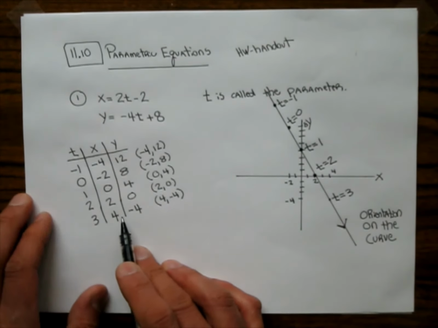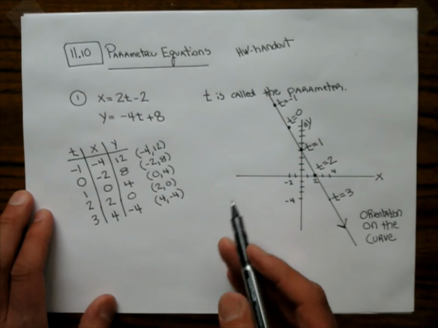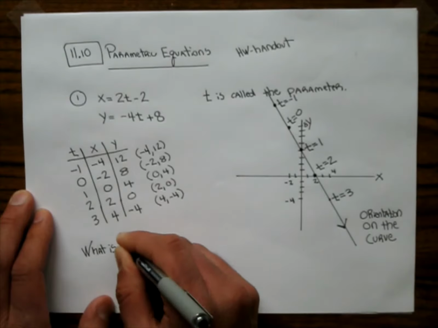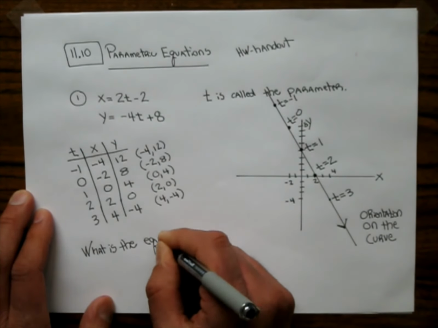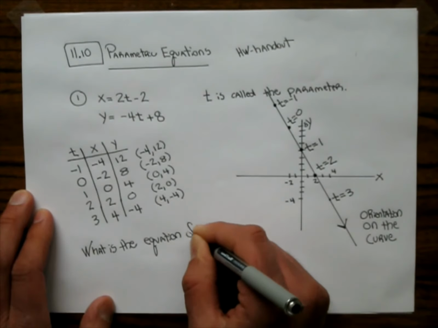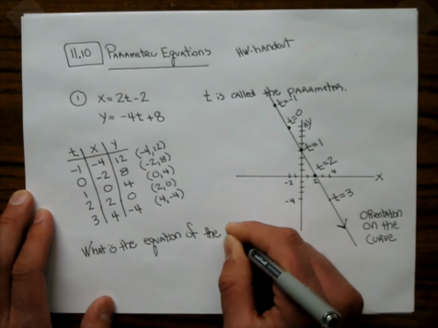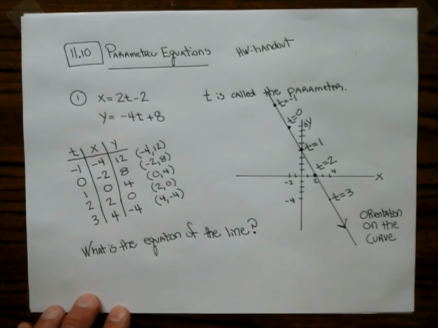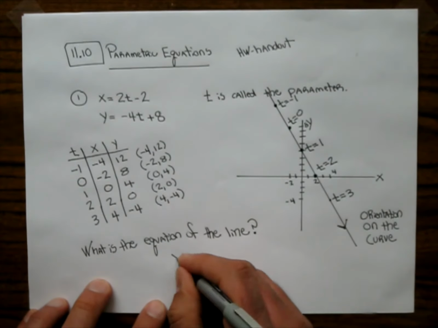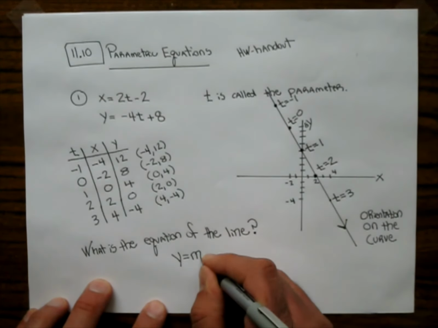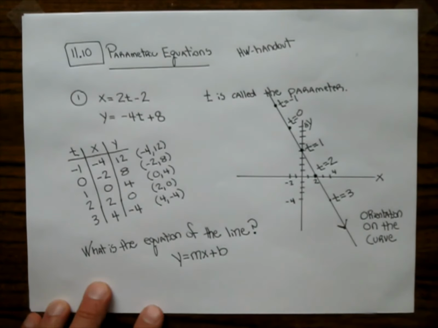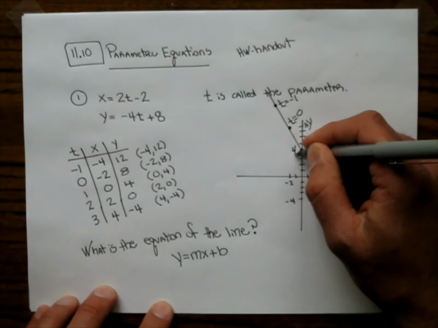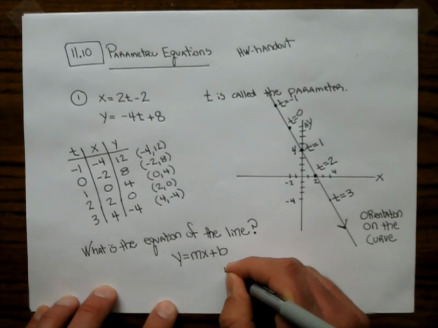And a question that may be asked here is, what is the equation of the curve, or in this case, of the line? So that is our question. What is the equation of this line? Well, probably a simple way to do this is to look at this. y equals mx plus b. We know that the y-intercept is at (0, 4). The y-intercept is 4.